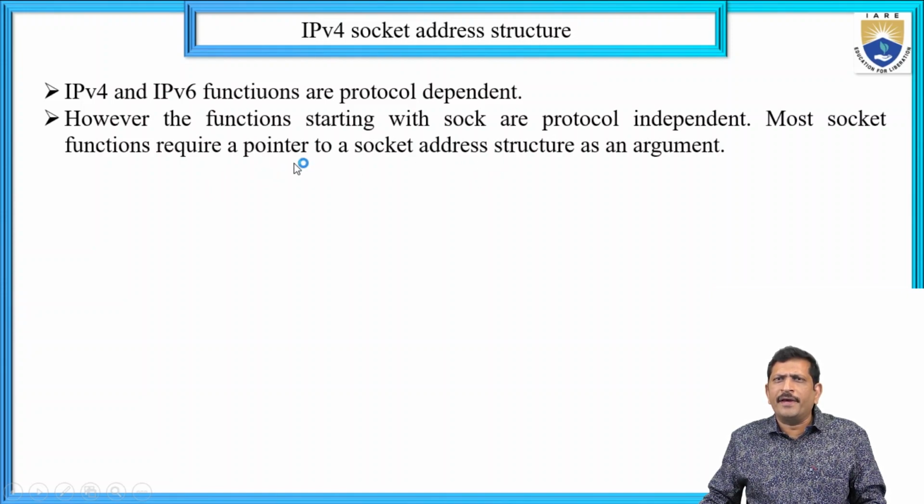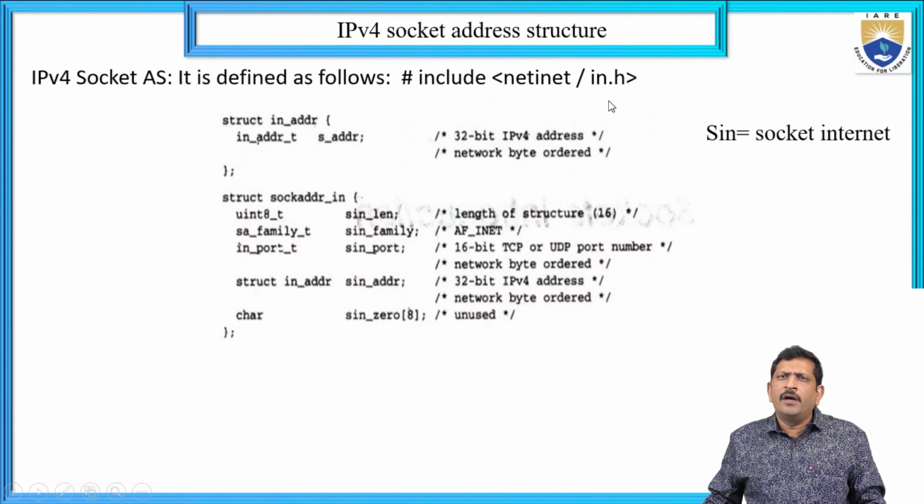Most socket functions require a pointer to a socket address. Why? Because the pointer refers to the address of the client or the address of the server. So a pointer to a socket address structure is used as an argument.